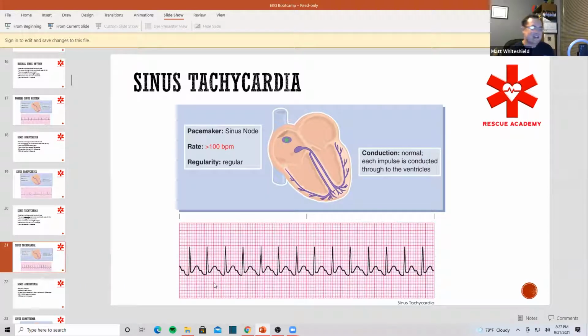We got sinus tachycardia here on the screen. If I counted these R waves, we got 1, 2, 3, 4, 5, 6, 7, 8, 9, 10, 11, 12, 13, 14. This is pretty damn fast for sinus tachycardia. We're getting close to the SVT range. Not the best EKG for sinus tachycardia to ever show you, and I'm gonna explain why.